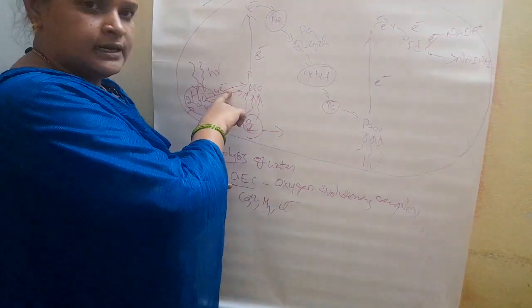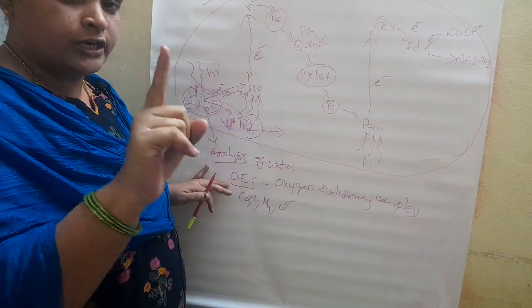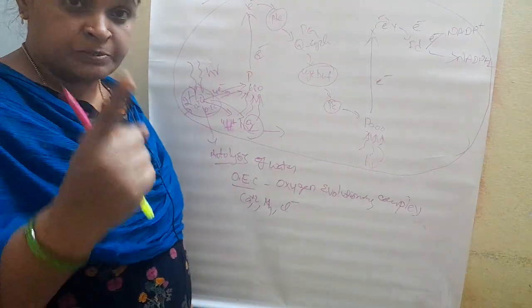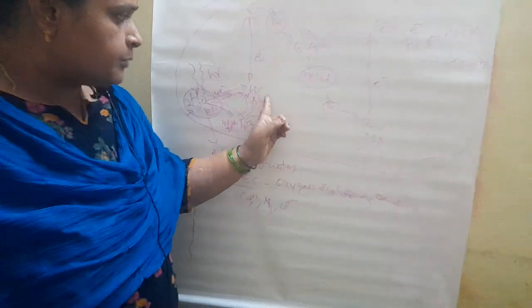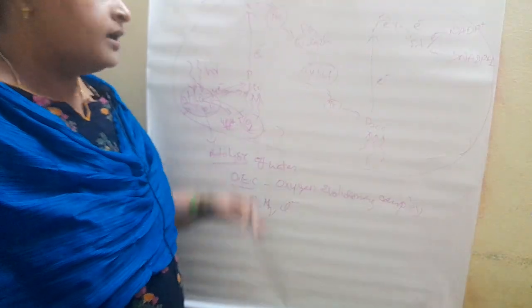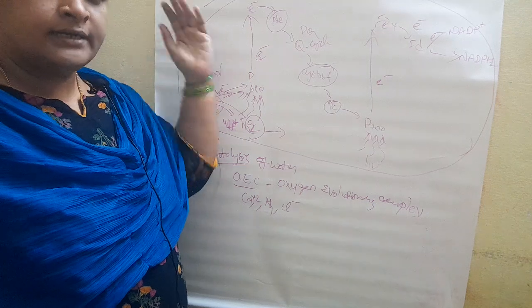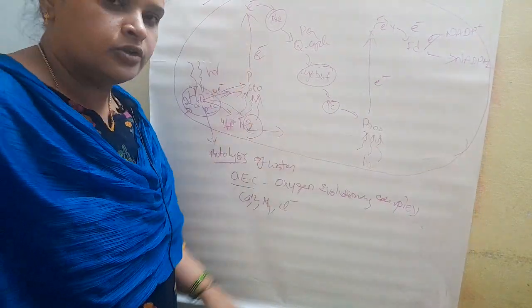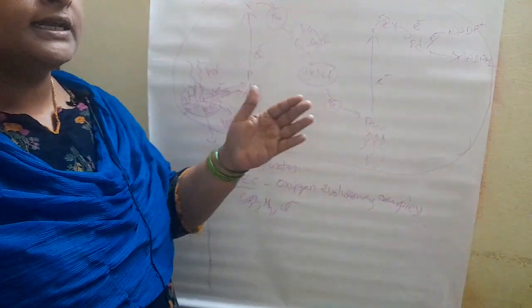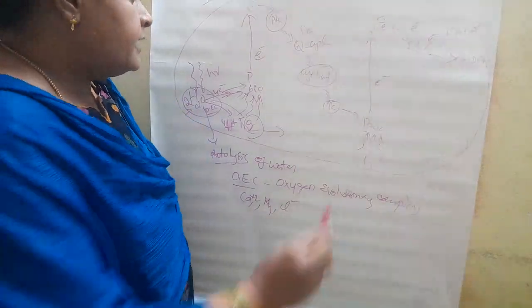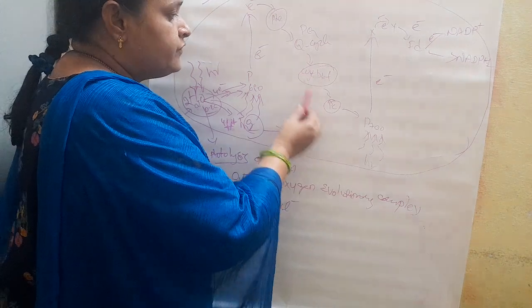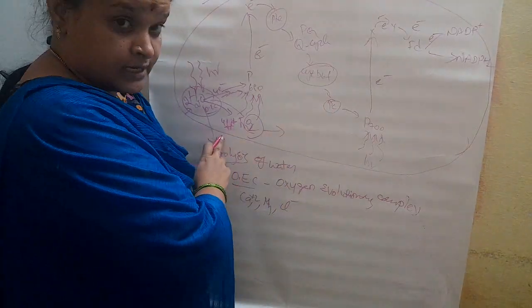How many electrons are released? 4 electrons are released at one time, because 2 water molecules are splitted at one time with the help of the OEC complex, and that will be accepted by P680. Again P680 gets excited, releases the electron and comes to the oxidation state. It is again accepting the electron. Like that, this will be continuous. Continuous, right? So here protons are released, remember it.